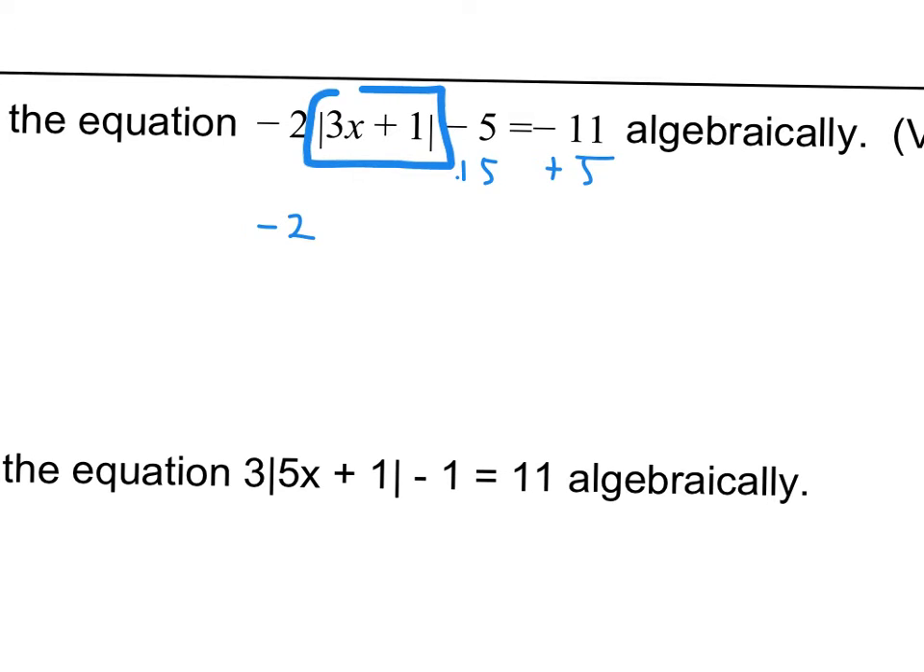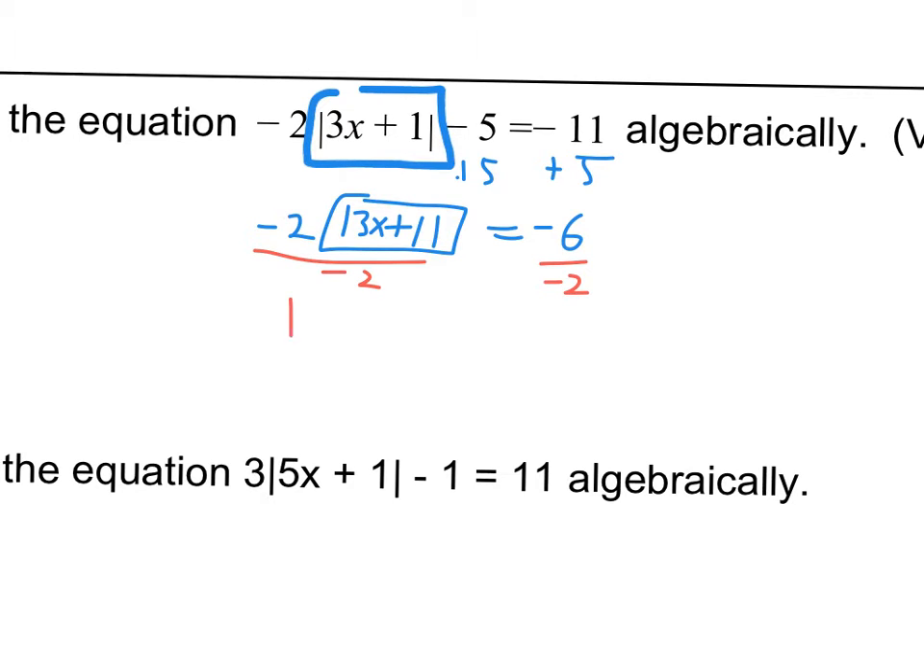I get -2. I'm going to make my box. 3x plus 1 is on the inside. And -11 plus 5 is -6. Can divide both sides by -2. We get the absolute value of 3x plus 11 is going to be +3.